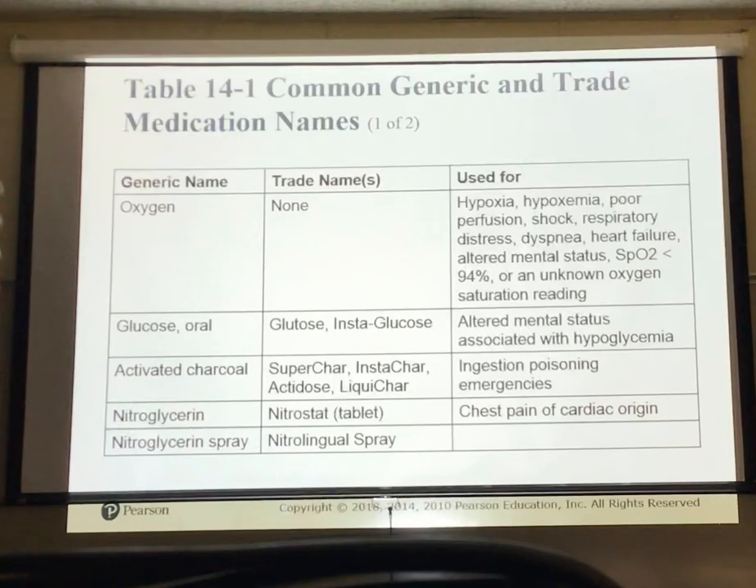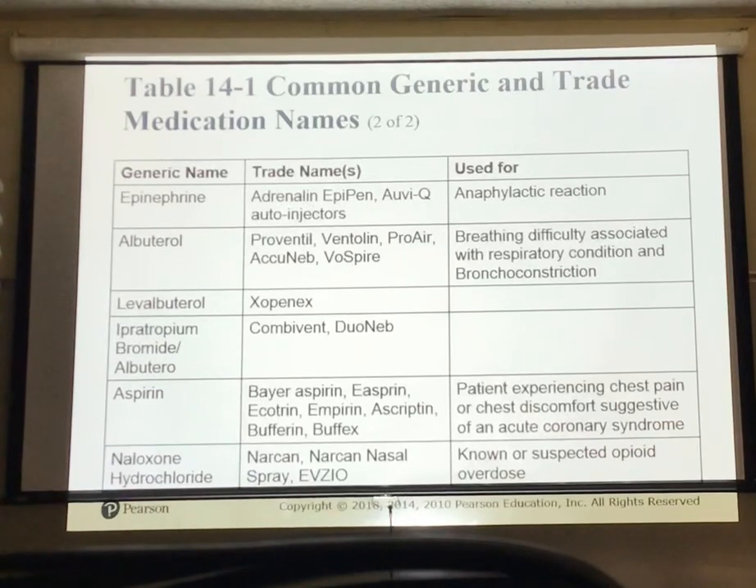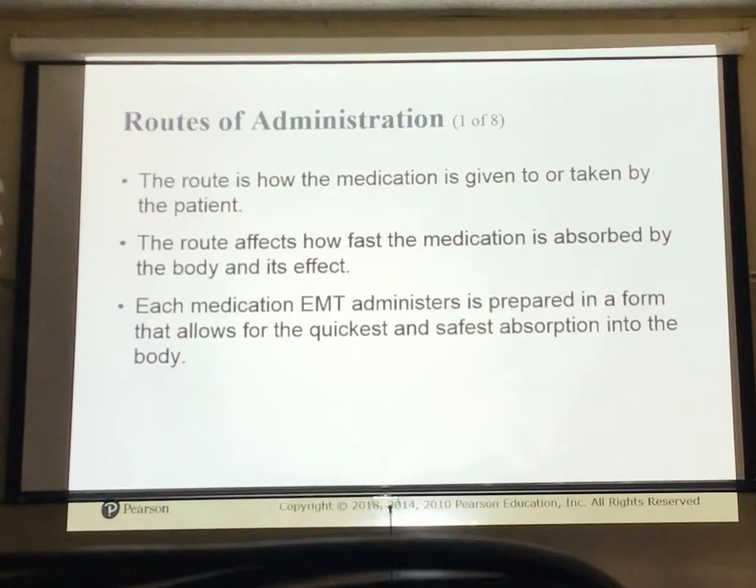All right, you have oxygen, oral glucose, activated charcoal, nitroglycerin spray or tablet, epi auto-injector, albuterol which will be an MDI. All right, ipratropium, Xopenex, aspirin, Narcan. All right, the route is how the medication is given or taken by the patient. The route affects how fast the medication is absorbed by the body and its effects.